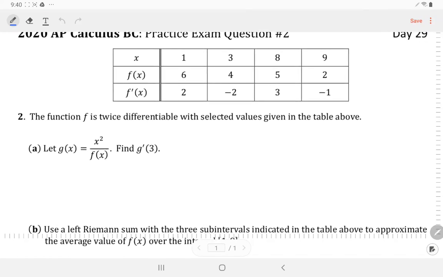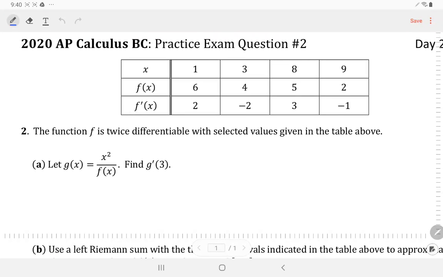Okay, so this one is BC, correct. I got 15 minutes. Okay, let g of x equal this, find g prime. Okay, looks like quotient rule.